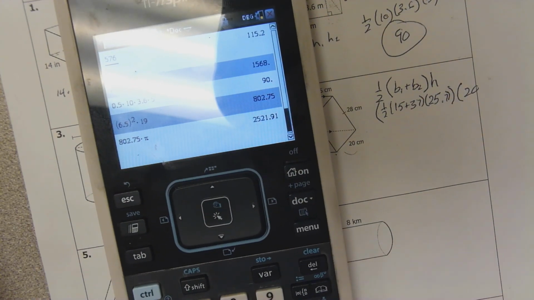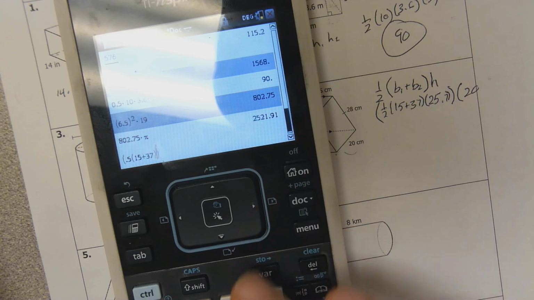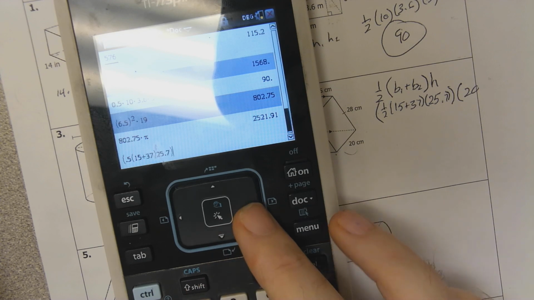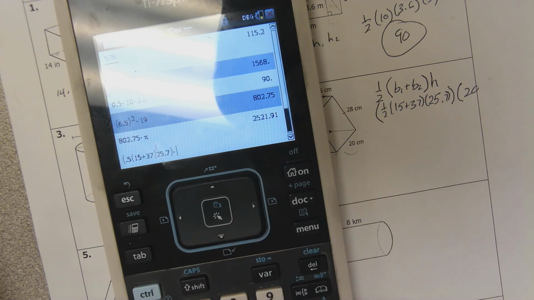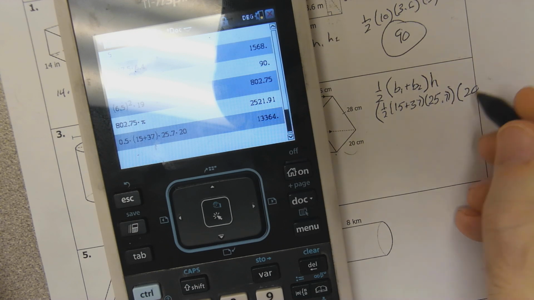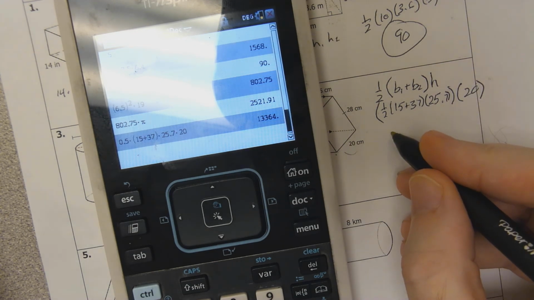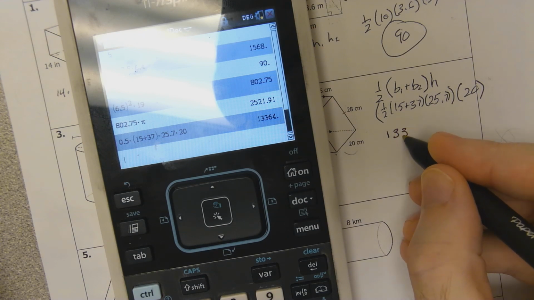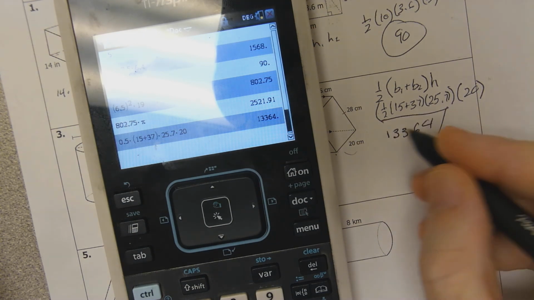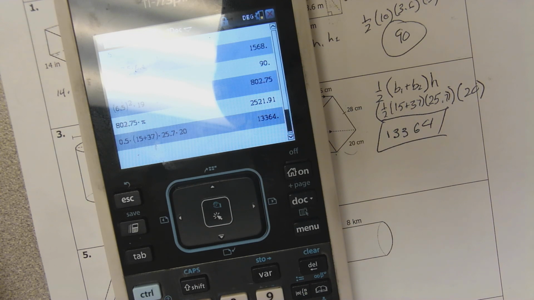So that's parenthesis 0.5, parenthesis 15 plus 37 out of that parenthesis, 25.7 out of that parenthesis, times 20. And so we get 13364. And we're done.